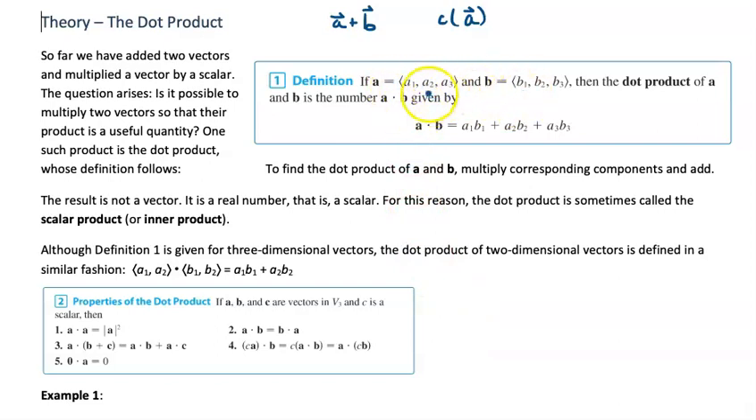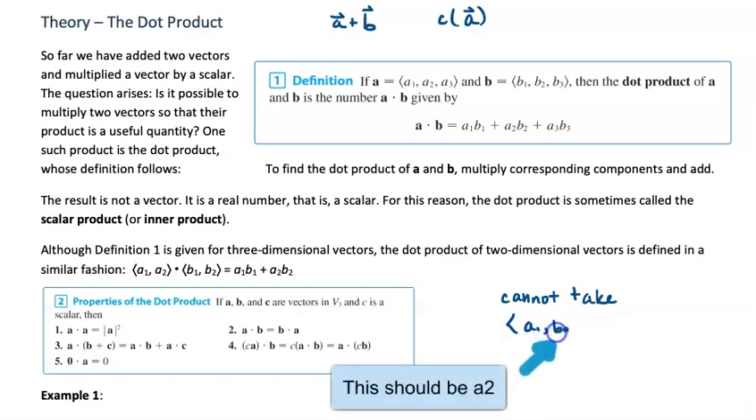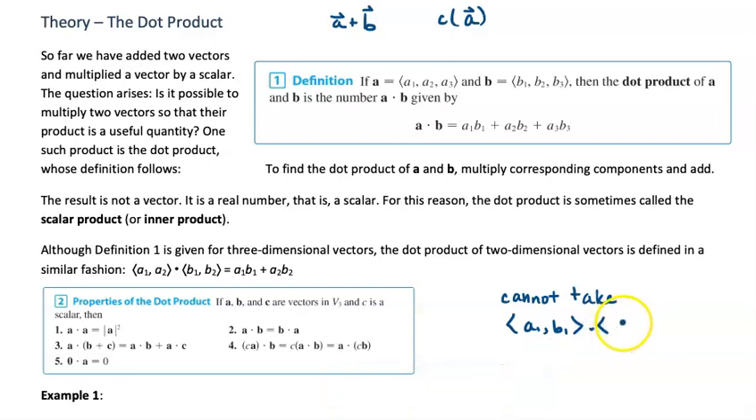Alright, now one thing that we can't do is take the dot product if A and B have different dimensions, or if we have a scalar. We cannot take the dot product of a scalar times a vector. So we can't do something like this. We cannot take some A1, A2 times B1, B2, B3. If these vectors are not the same size, we cannot take the dot product.